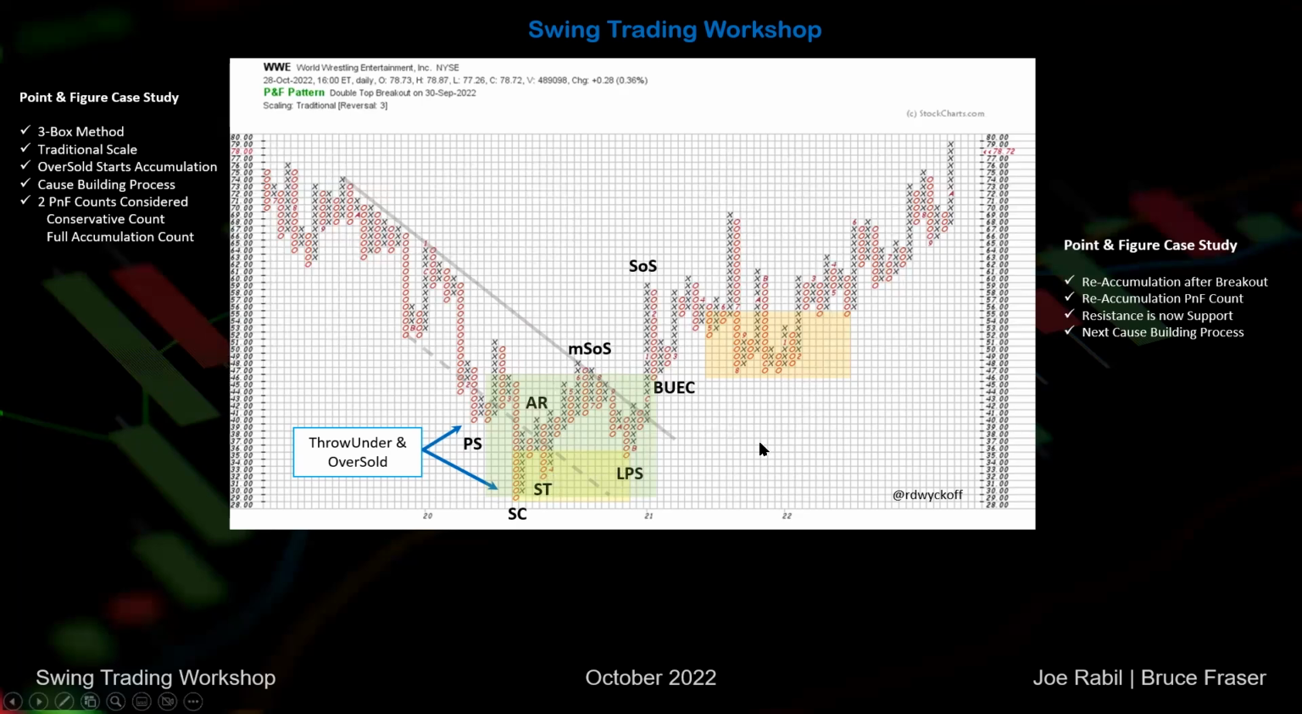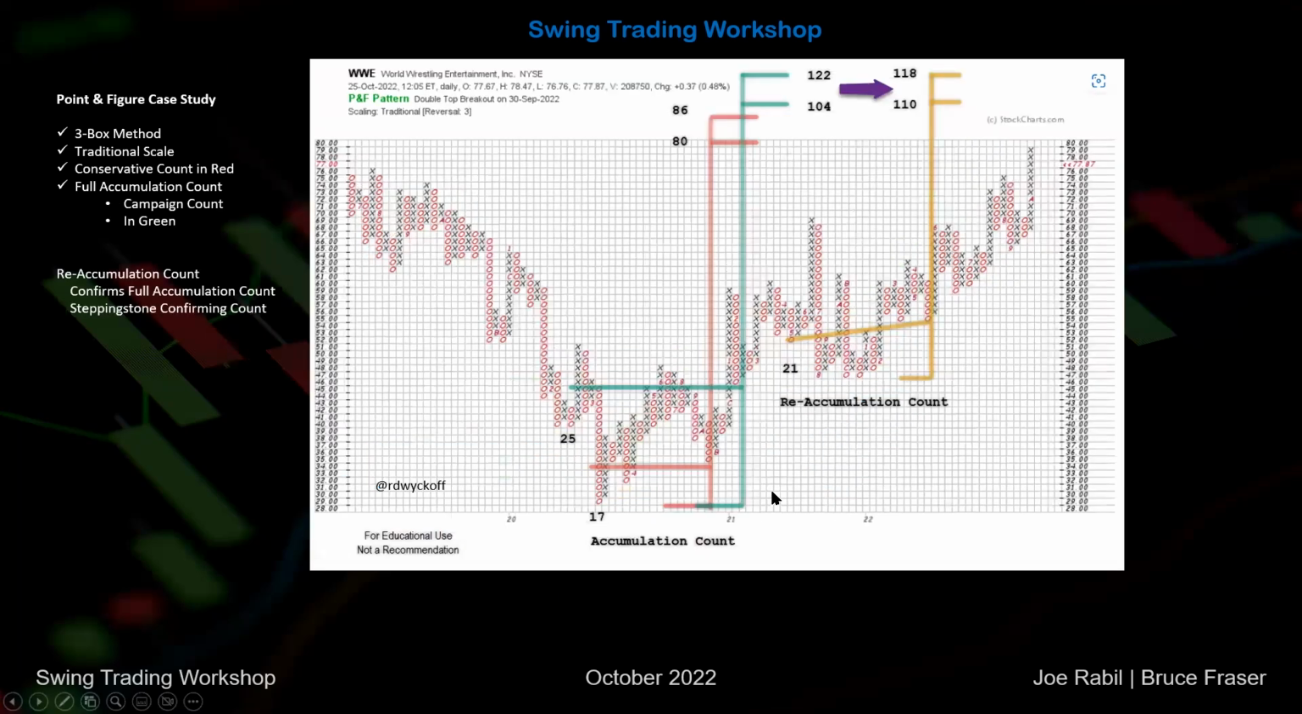So anyway, here are the counts. Let's take a look at where these would count to. And now also we have an uptrend forming, and we'll come back to that later. But these accumulation, reaccumulation, and here are the counts. So this is the count: 17 columns across times 3, because it's 3-box reversal, times a scale of 1. We add that number to the low and to the LPS, we get a count of 80 to 86. I want you to remember that number.